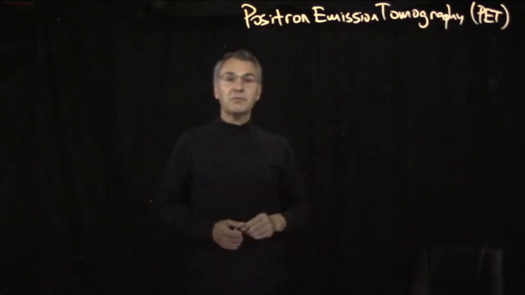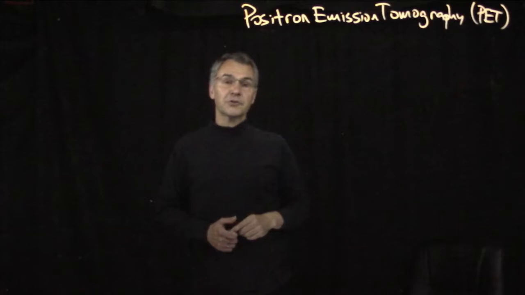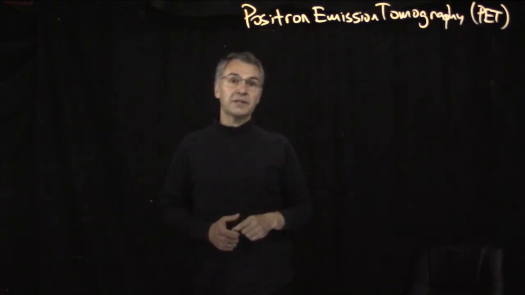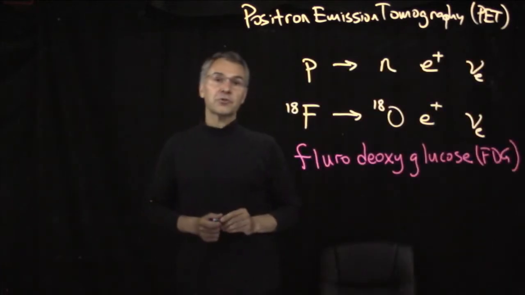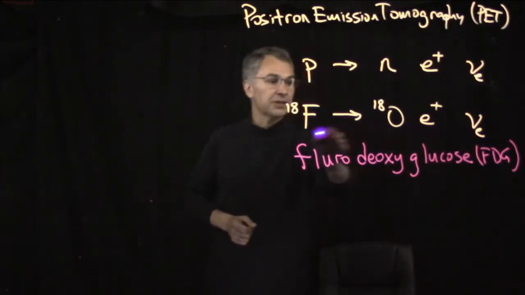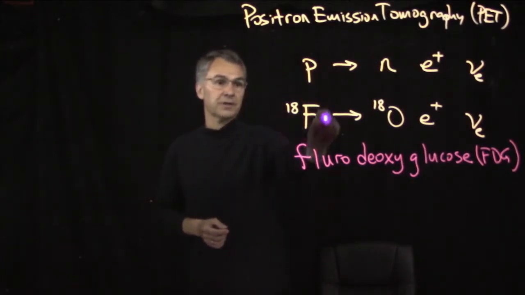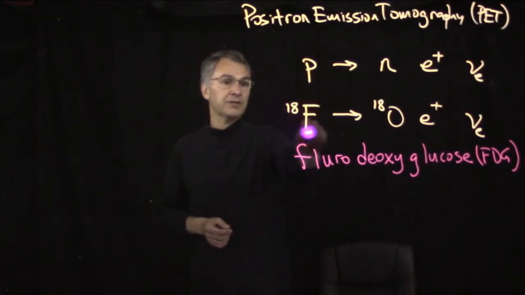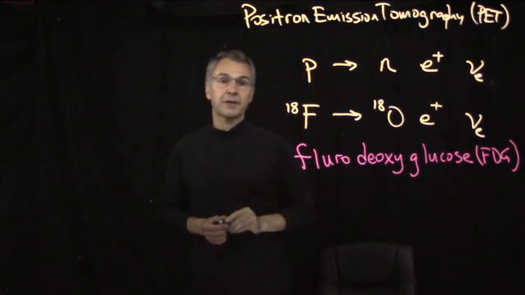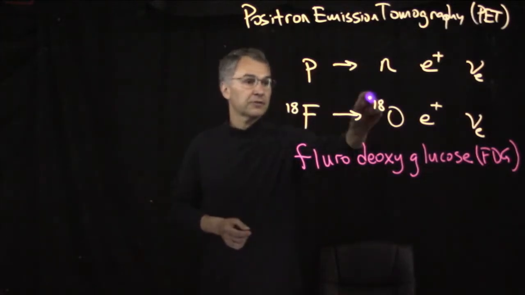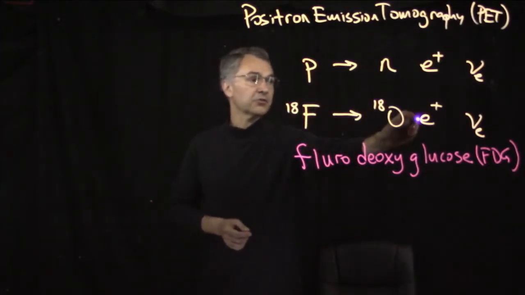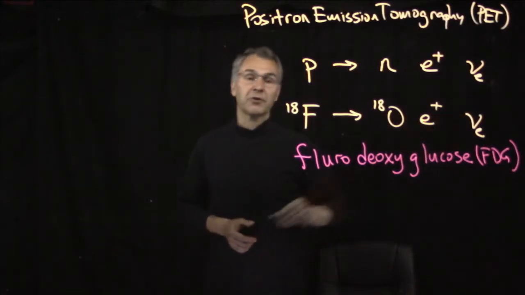In PET, a chemical tracer injected into the patient undergoes radioactive beta decay, emitting a positron, which is the antimatter version of an electron. The tracer most commonly used in positron emission tomography is so-called FDG, which is a version of glucose in which one oxygen atom is replaced by this radioactive isotope of fluorine called F18. When the F18 decays with a half-life of about 2 hours, this isotope of oxygen appears in place of the fluorine and a positron is emitted, in addition to this ghost-like particle called a neutrino.